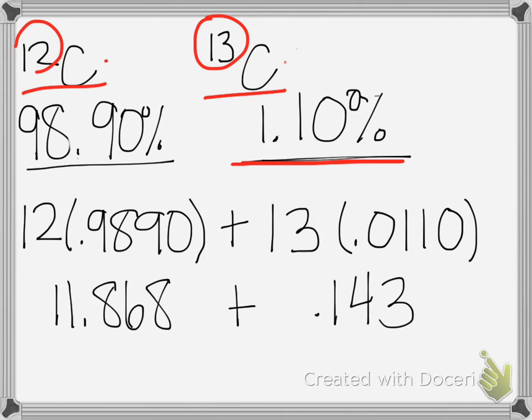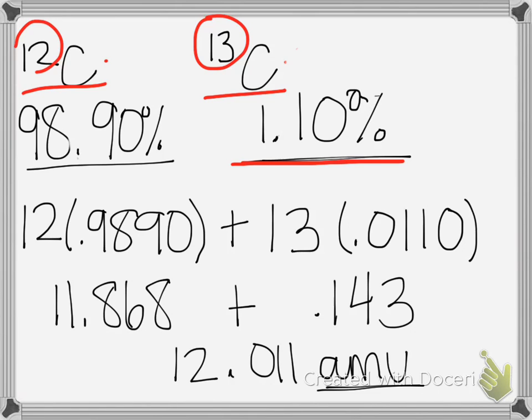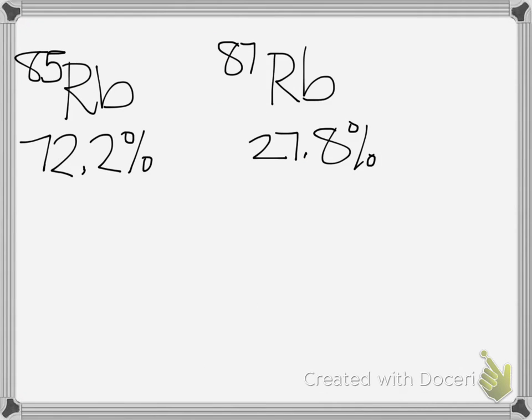Now step 2 is to add these together, and we get 12.011, and then our units on this is AMU, which means atomic mass units. It's just another unit like meters, liters, grams, bytes, joules, all of those that you've been seeing already. Atomic mass units is just your units of mass. Okay, easy enough. Let's take a look at another example here.